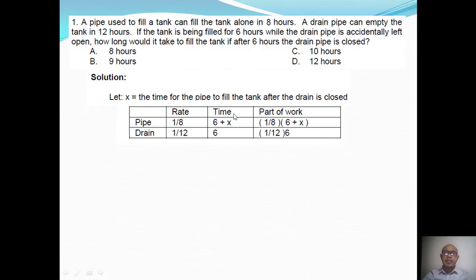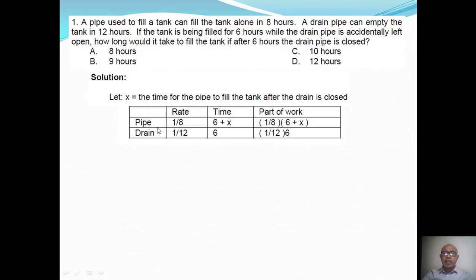Then for the time that they work, the drain pipe works only for 6 hours, up to the point when the drain is closed. For the pipe, the time to fill the tank is 6 plus x: 6 hours together with the drain open, and the remaining x without the drain. If you multiply the rate and the time, we have the part of work done by the pipe, and also the part of work done by the drain.